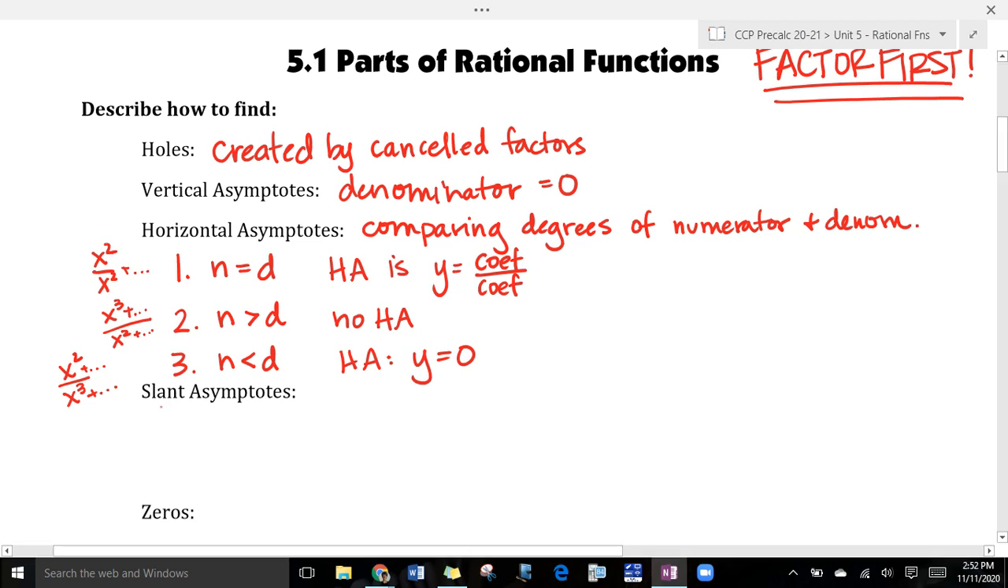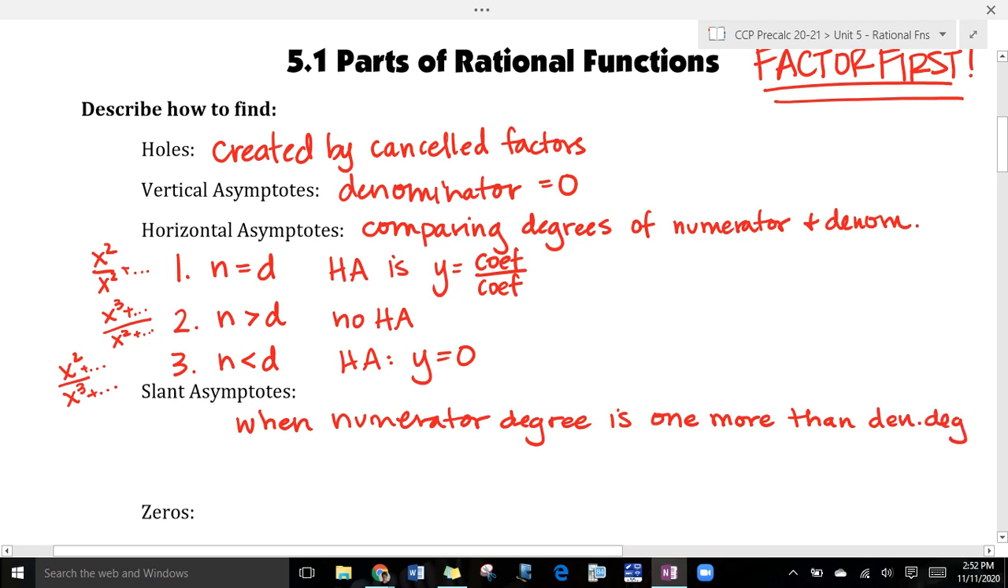We have very few circumstances in which there actually is a slant asymptote. They only occur when the numerator degree is 1 more than the denominator degree. So it's that case when it's x to the third over x squared plus whatever. That's when we would have a slant asymptote.